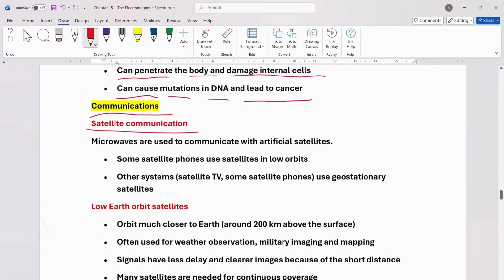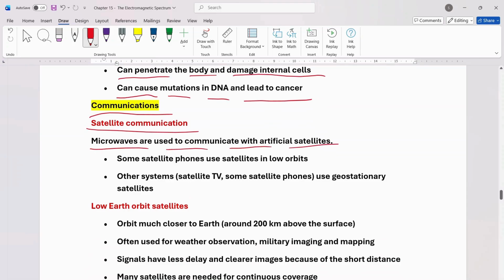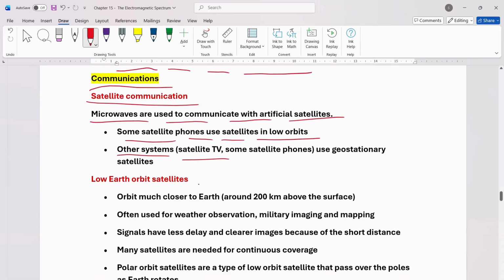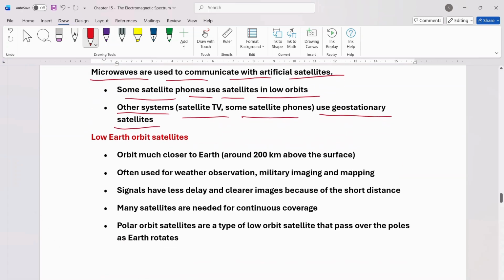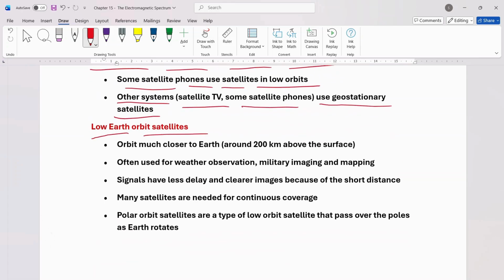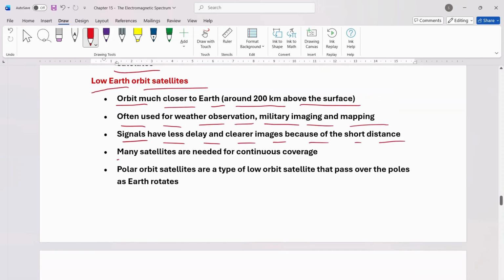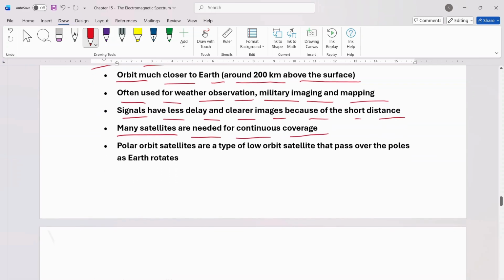Communication, satellite communication. Microwaves are used to communicate with artificial satellites. Some satellite phones use satellites in low orbits. Other systems, such as satellite TVs and some satellite phones, use geostationary satellites. Low Earth orbit satellites orbit much closer to Earth, around 200 km above the surface, often used for weather observation, military imaging, and mapping. Signals have less delay and clearer images because of the short distance. Many satellites are needed for continuous coverage.